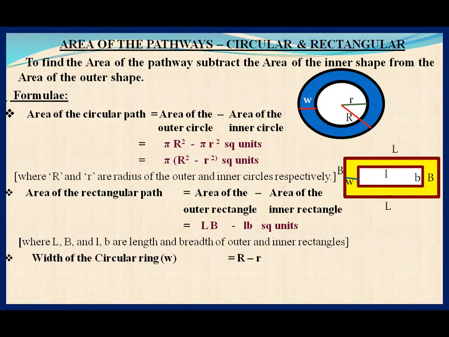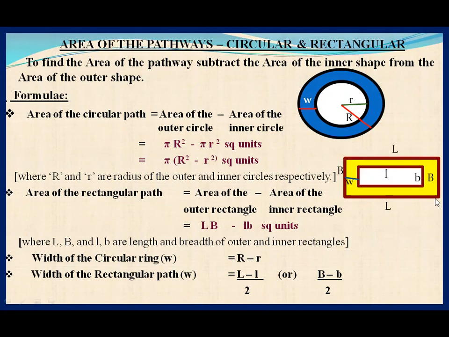Now coming to the width of the circular ring. Width is the distance between the two circular rings, which is capital R minus small r, that is, outer radius minus inner radius. Whereas in a rectangle, you have width on either side. So width is equal to (capital L minus small l) divided by 2, because here you can see the space, two widths are there. So it is divided by 2. Similarly, the outer breadth minus inner breadth divided by 2 will give you the width of the rectangular path.